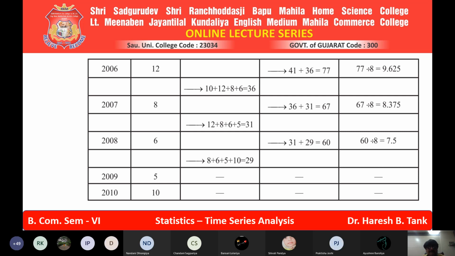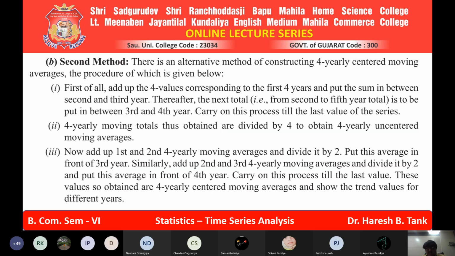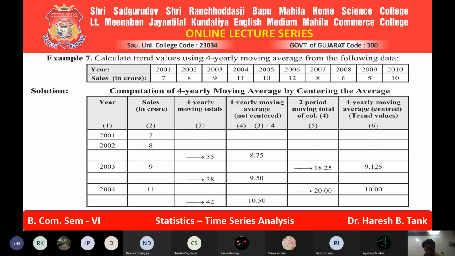Let us see the second method. Instead of reading all this, do one thing. Let us have an example that will make it very clear to you what exactly we are doing. Calculate the trend values using 4 yearly moving average from the following data. Again, the data set remains the same, 2001 to 2010 and sales in crores. The similar data set is there.